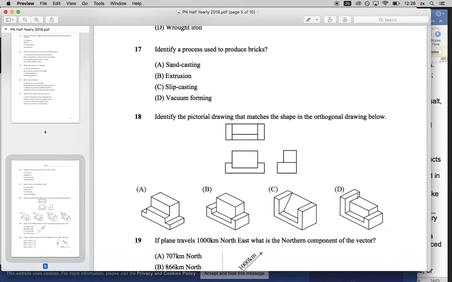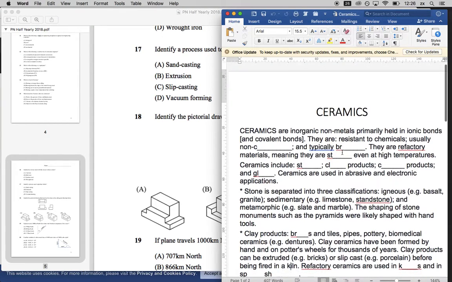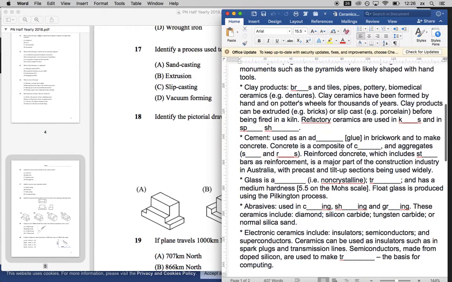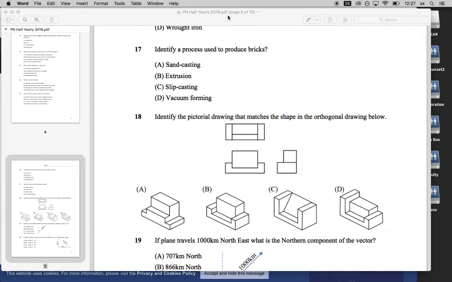Identify the process used to produce bricks. Now this was in our ceramics handout, and it says clay products. They've been used for thousands of years. They can be extruded, for example, in bricks, or they can be slip cast, like porcelain, so your bathroom basins and toilets. Okay, so that's where we talked about that.